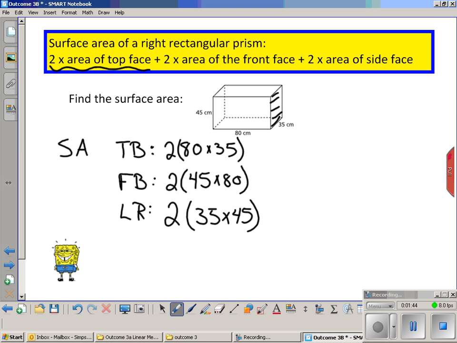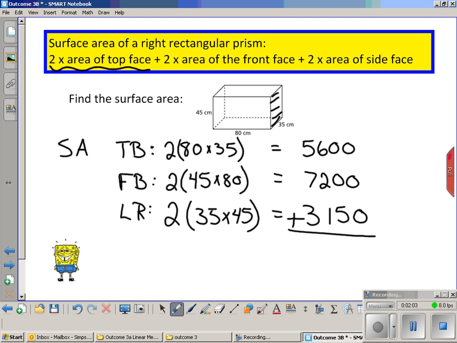And then we need to add up all those areas. So first of all, multiplying 2 times 80 times 35 gives me 5,600. The next one gives me 7,200. And the last piece is 3,150. When I add all of those up, I end up with 15,950. And my units are centimeters, but because I'm working with area, they're actually square centimeters.